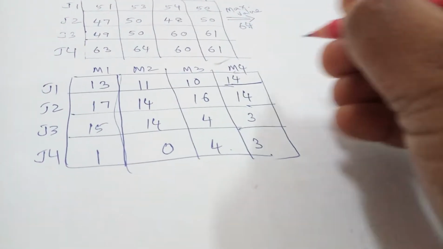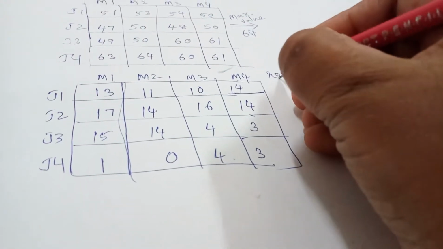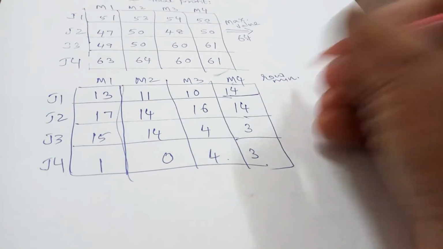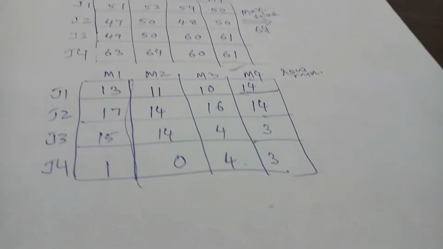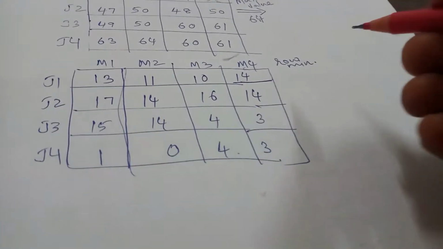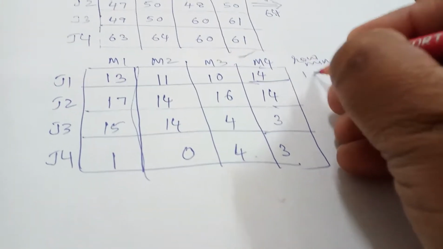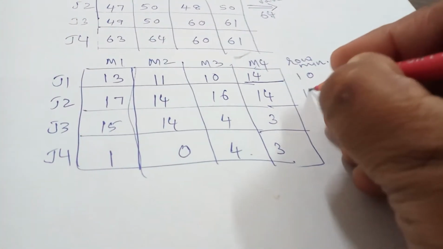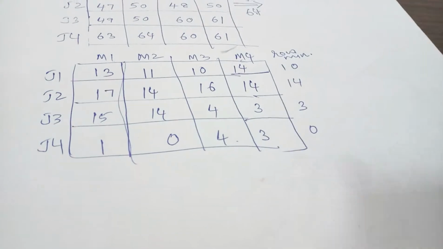Now find the row minimum. Now do it as we have done in the case of the assignment problem, that is the Hungarian method. Any method, you have to do the same way. That is row minimum. Here it is 10, here it is 14, 3 and 0.